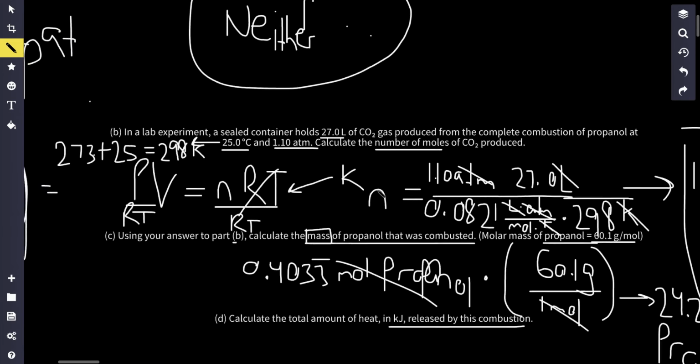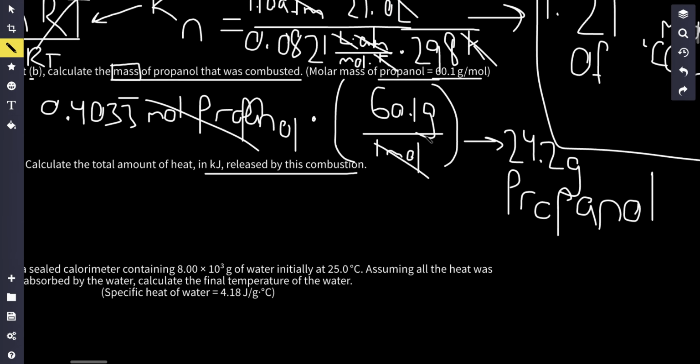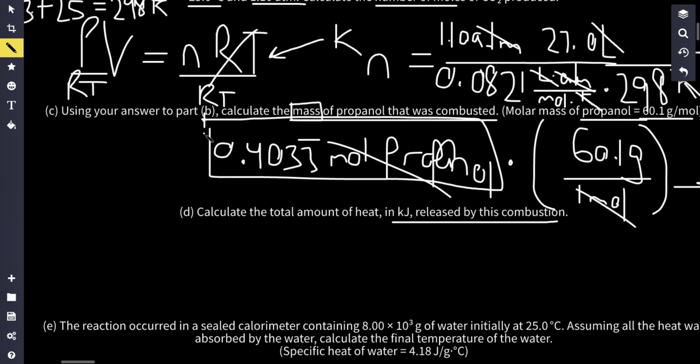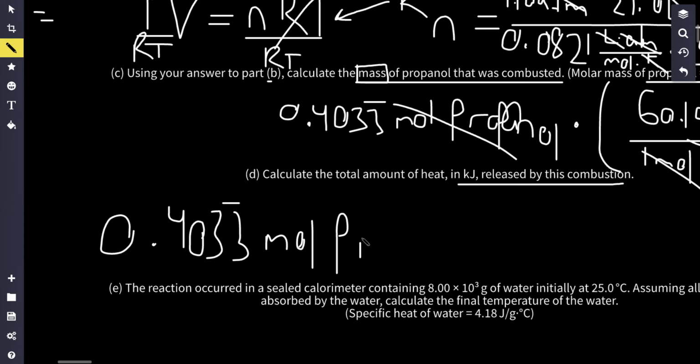Now, notice how right over here we had this many moles of propanol. So I'm going to use this from part C: 0.4033, and this continues, moles of propanol.